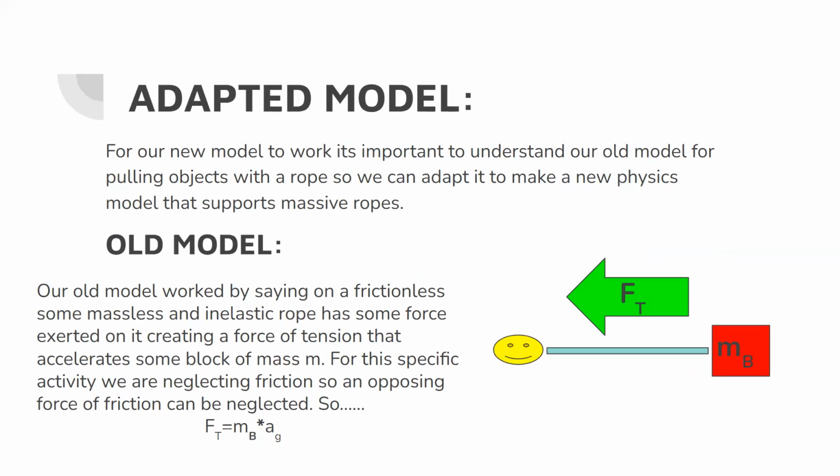So moving into our adapted model, we're starting with the old model, and understanding the old model is key to understanding how we have made this adapted model. To start, it is summed up by saying on a frictionless surface with an ideal rope, a force that is applied is going to accelerate the mass that the force of tension is pulling on.